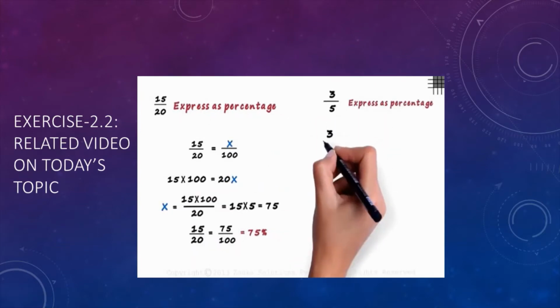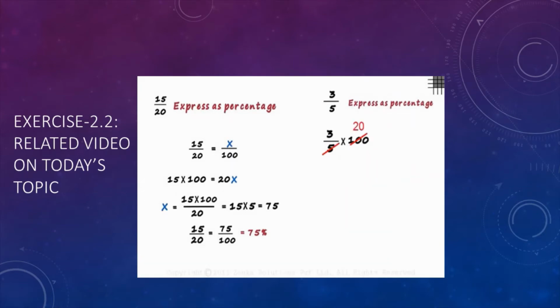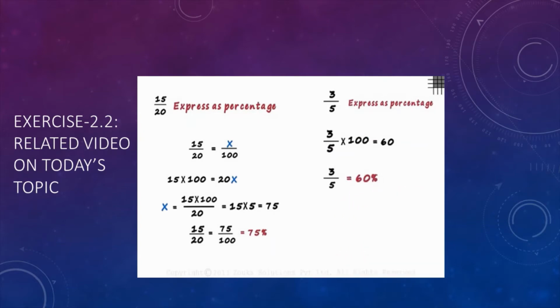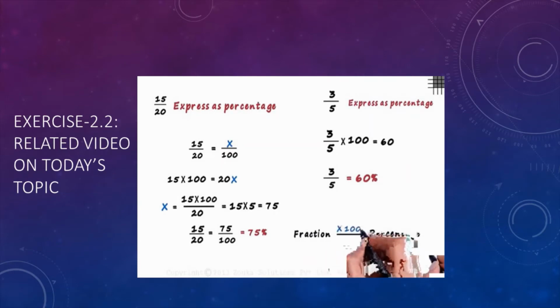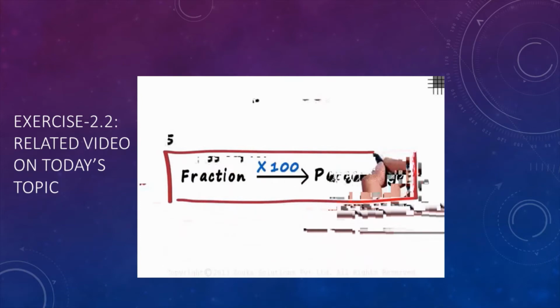We multiply 3 by 5 by 100. 5 times 20 is 100, and 20 times 3 is 60. That gives us 60. So 3 by 5 is equal to 60%. Remember, to convert a fraction to percentage, just multiply the fraction by 100. This formula will help you solve problems really quick.